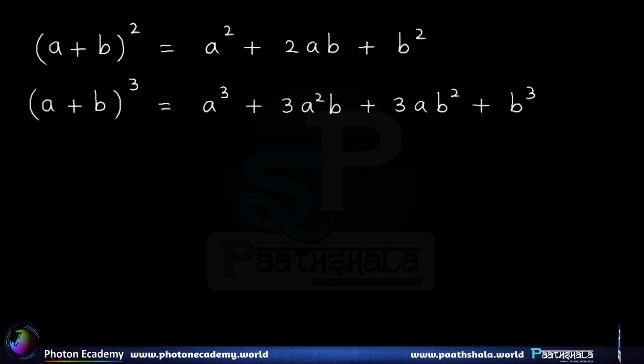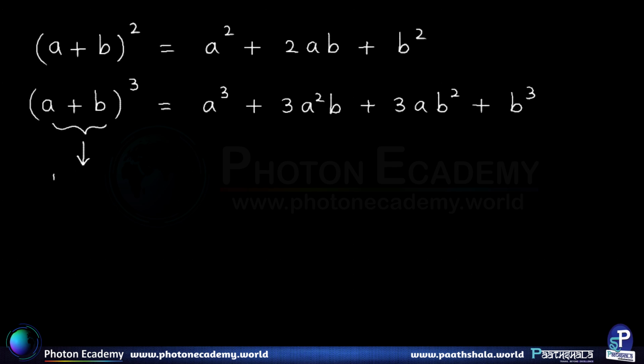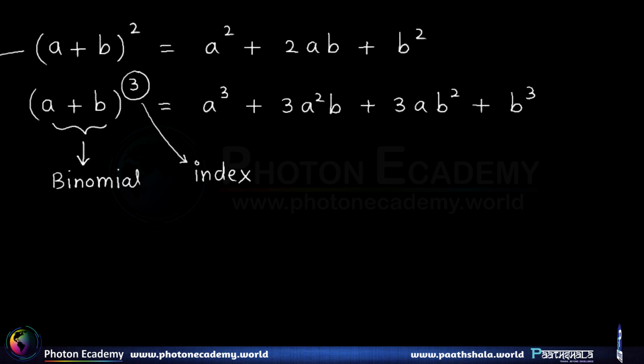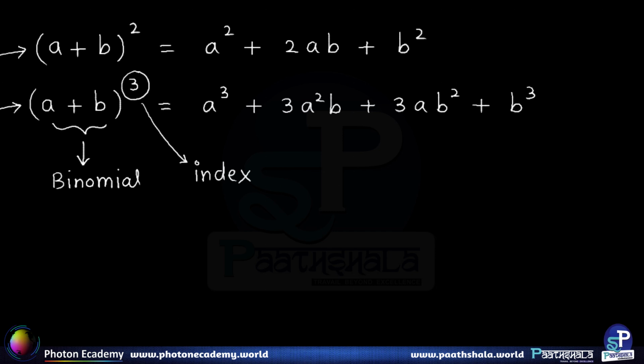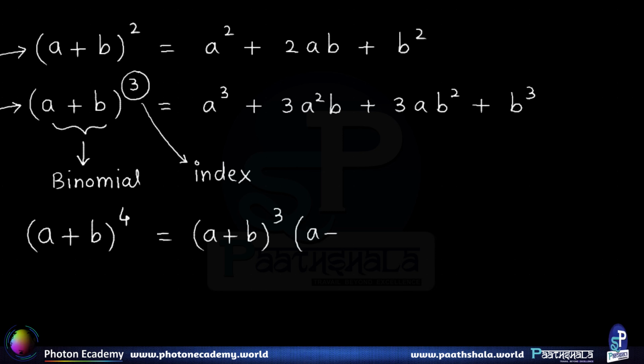Alright, now here in the left hand side, the expression a plus b is called a binomial because it is an expression containing 2 terms, and the power to which it is raised is called the index, as we know. Now the question comes, we know the formula only for the expansion of square and cube of the binomial. What if we want to find (a plus b) whole raised to 4 or even higher powers? Is it like we will simply take (a plus b) the whole cube and then multiply by (a plus b)? That would be a very tedious thing.